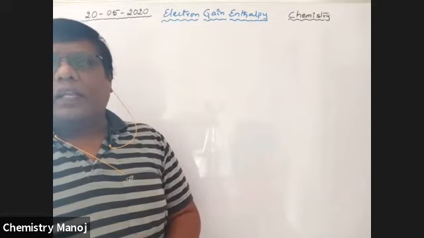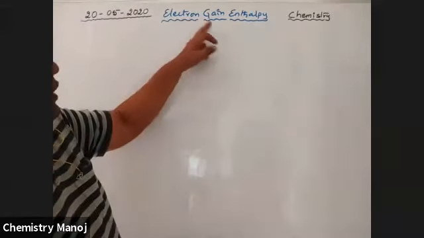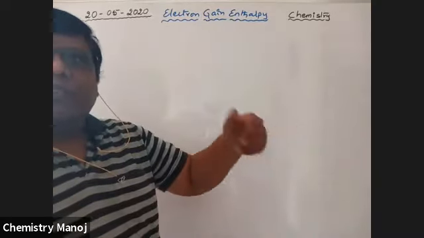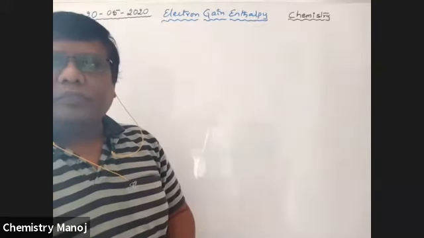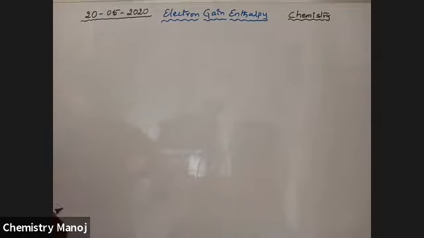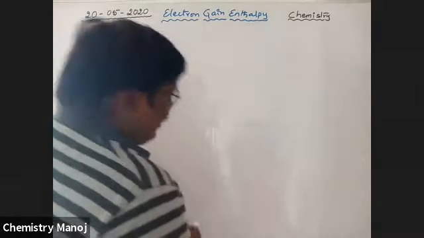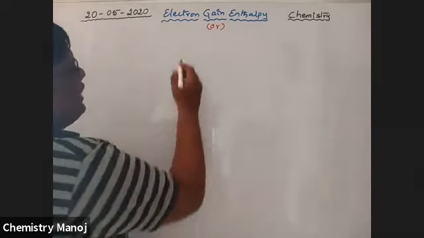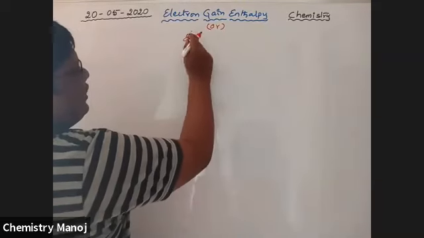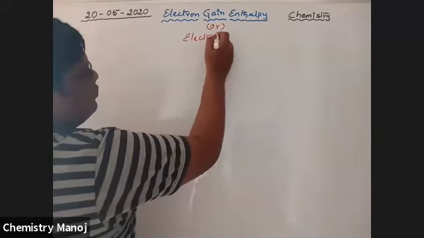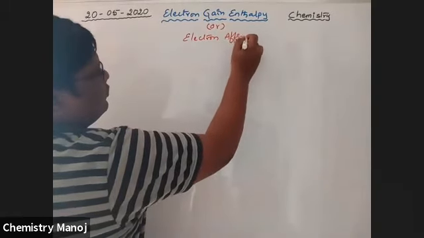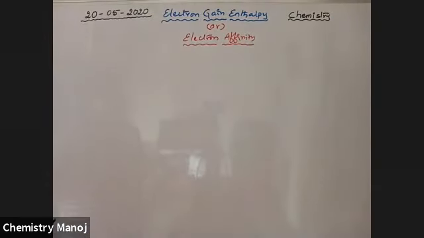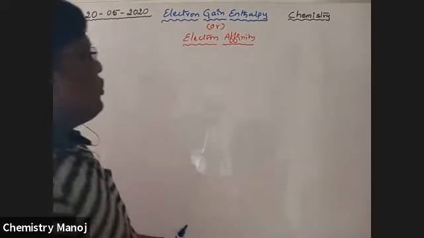What is this electron gain enthalpy? Electron gain means that during the gaining of an electron, some energy may be released. That released energy is called electron gain enthalpy. I am going to explain this. Sometimes, though not 100%, it is considered as electron affinity. There is a slight difference between electron affinity and electron gain enthalpy, but they are almost the same.